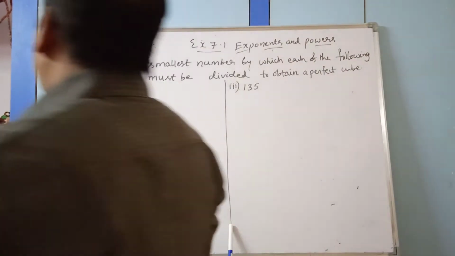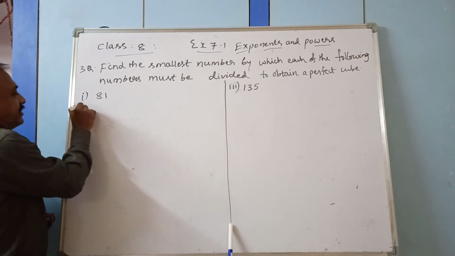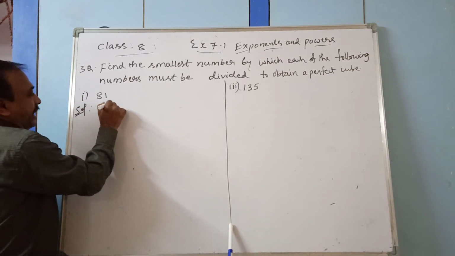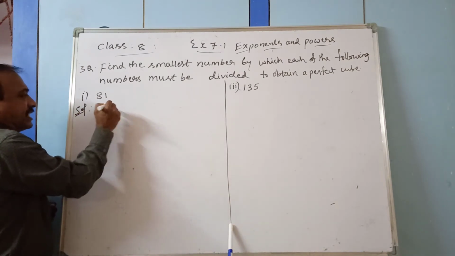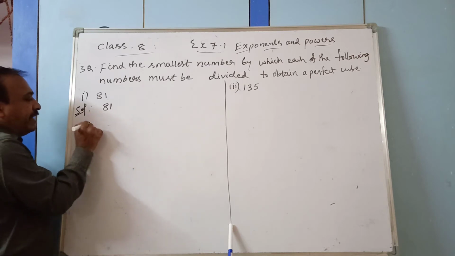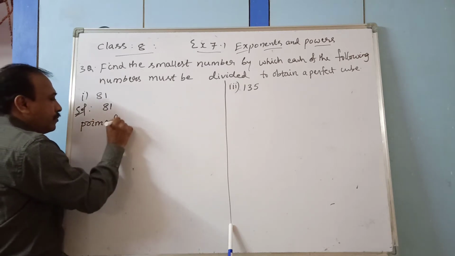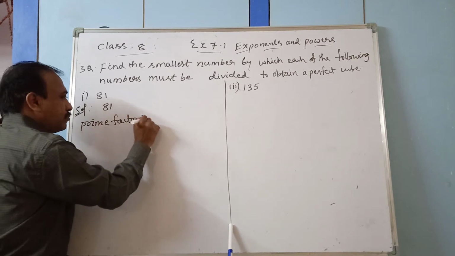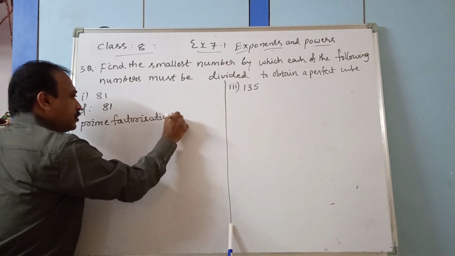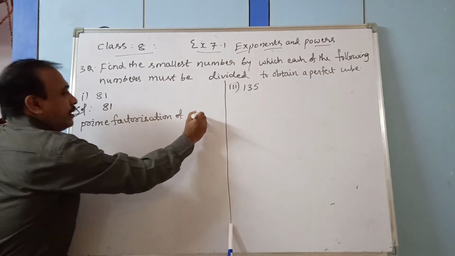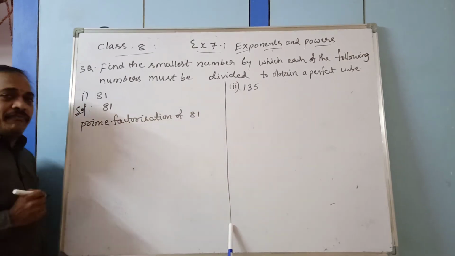Check it. 81 is given. So in this first solution, 81, prime factorization you have to find out. Prime factorization of 81.